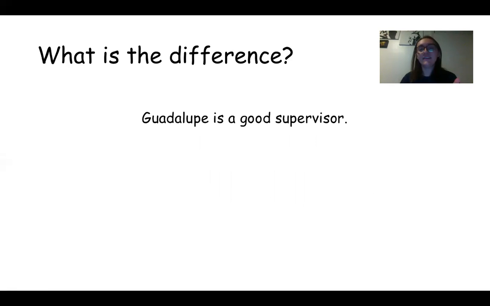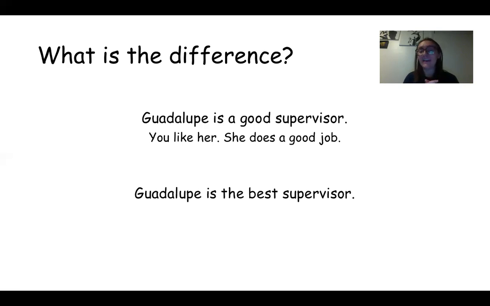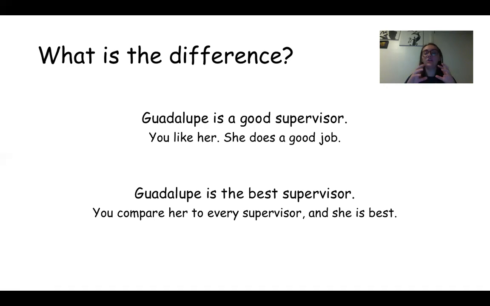So if you said this, Guadalupe is a good supervisor. What that means in English is you like her. She does a good job. She's a good supervisor, right? You're just talking about Guadalupe. But if you say Guadalupe is the best supervisor, what you're saying is you are comparing her to all of the other supervisors, and she is the best.